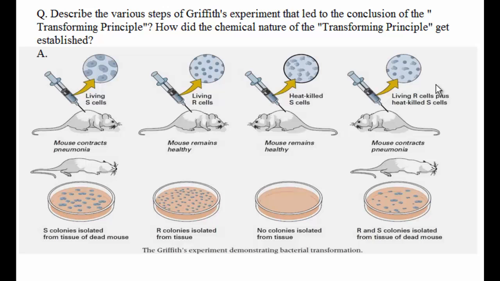So how did the chemical nature of the transforming principle get established here? Griffith proposed that the transforming principle is a chemical substance which is released by heat-killed bacteria. It changed the R bacteria into S bacteria, and it was a permanent genetic change as the new S-type bacteria formed only S-type progeny.